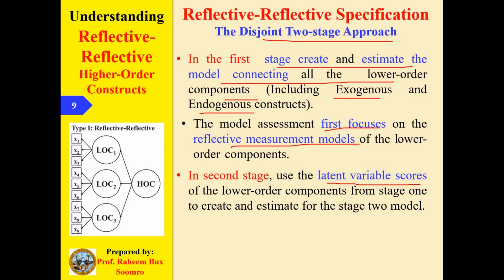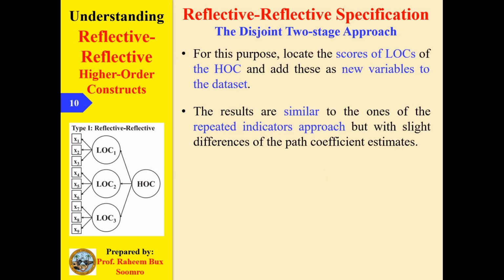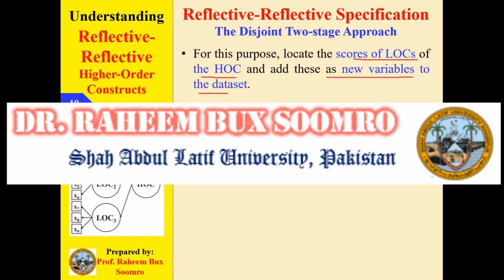When we take the latent variable scores, we have another data set in SmartPLS 4. In the disjoint approach, for this purpose, locate the scores of the LOCs and the HOCs, and then add them as new variables to the data set. Previously we were working on the other independent variables, but after getting the scores of the lower-order and higher-order constructs, now we have to work on this data set. We assign these new independent variables to the higher-order construct, and then use the repeated indicator approach there.